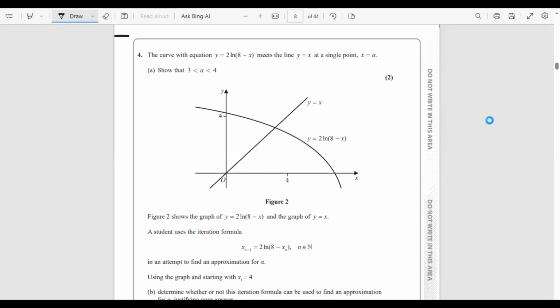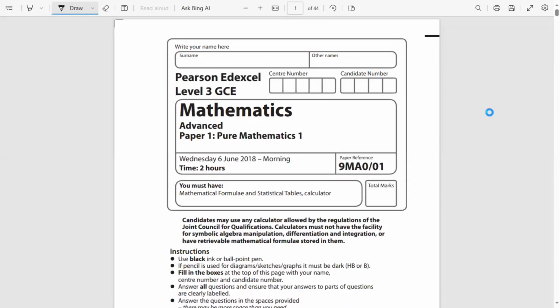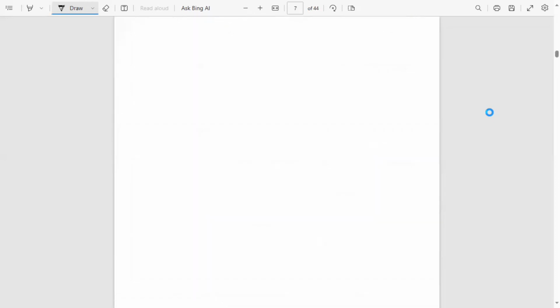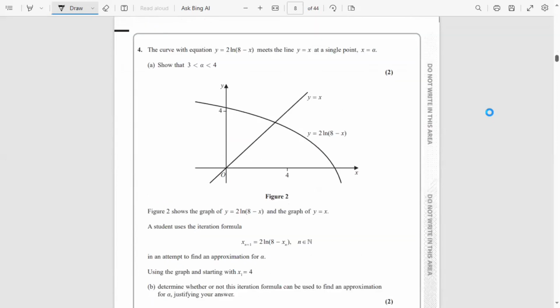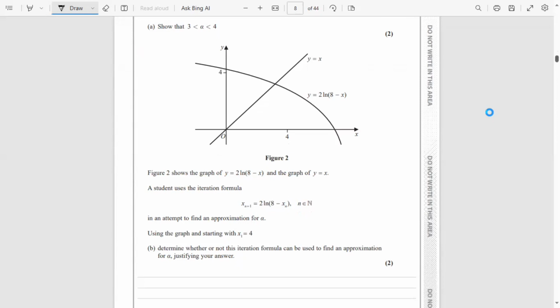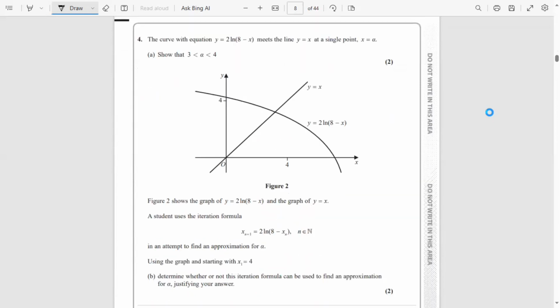In this video today, we're going to answer question 4 from the 2018 Edexcel A-level second year maths paper. It's the pure maths exam, paper one at Edexcel. It's to do with numerical methods, using iterative formulas to approximate solutions of equations. We're going to have a look at this question here today.